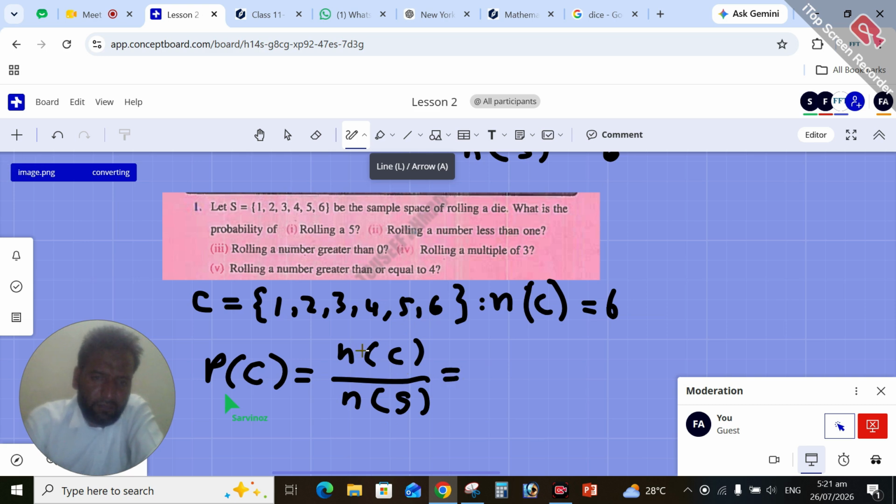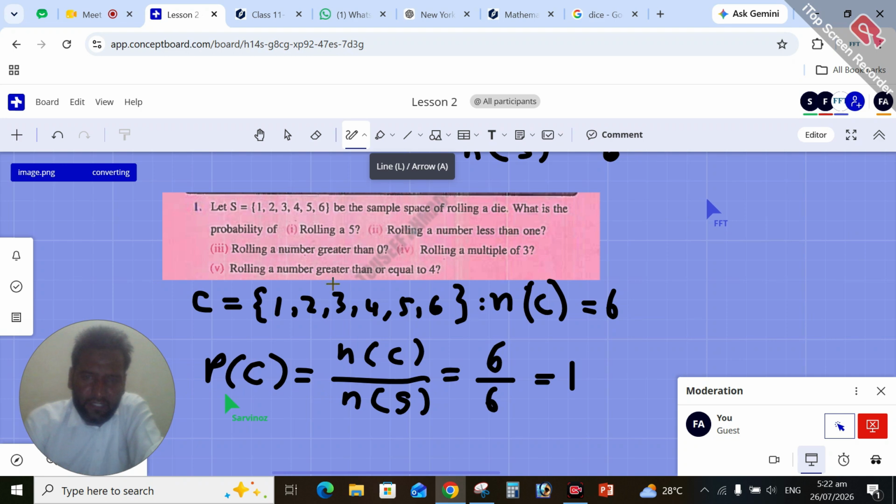you will write down number of A divided by number of S, number of B divided by number of S, number of C divided by number of S, number of D divided by number of S, the same formula each time. So number of C is 6, and 6 out of 6 is equal to 1. So this is just the formula. The next thing is rolling a multiple of 3.